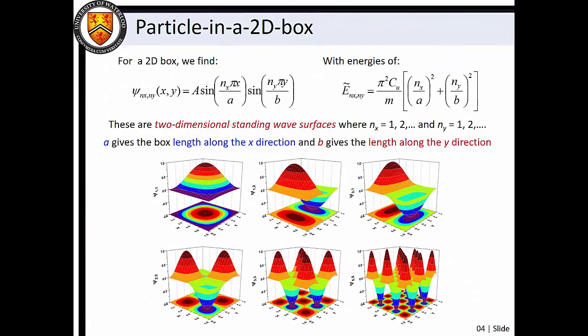Since clusters rarely adopt linear geometries, we need to consider how structure is affected by higher dimensions. We find that a particle in a 2D rectangular box exhibits wave functions which are a product of sine functions describing behavior in the x and y directions, and energies which are a sum of the x and y energies. Here we have quantum numbers for the x and y dimensions, and lengths in the x and y directions.